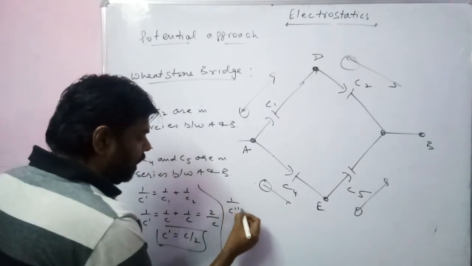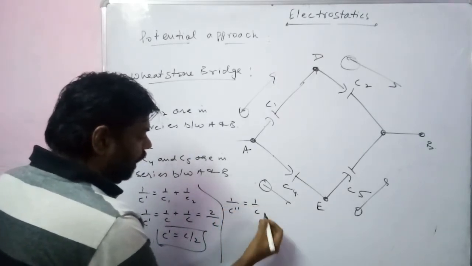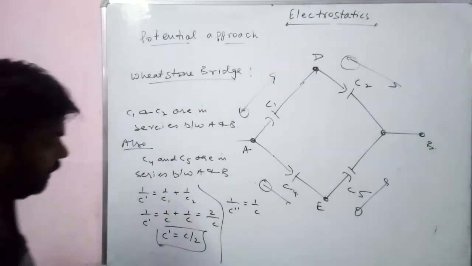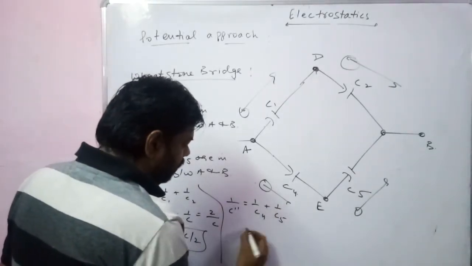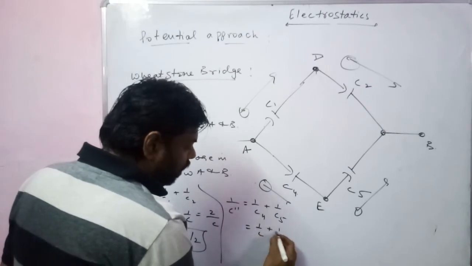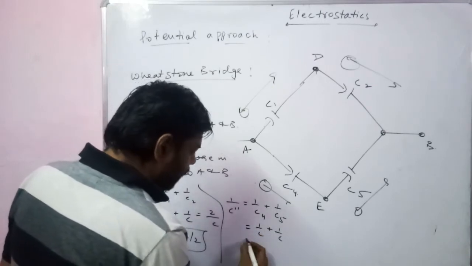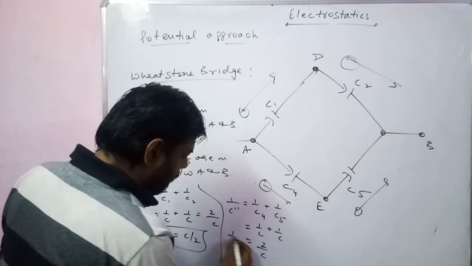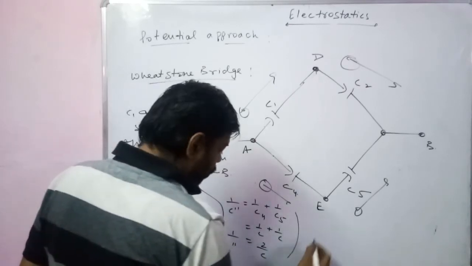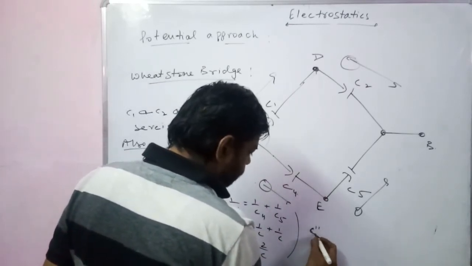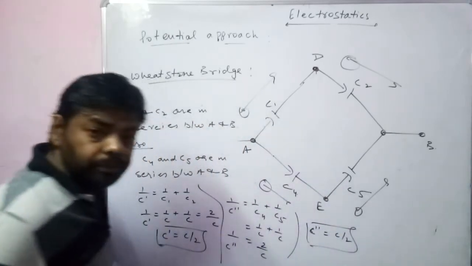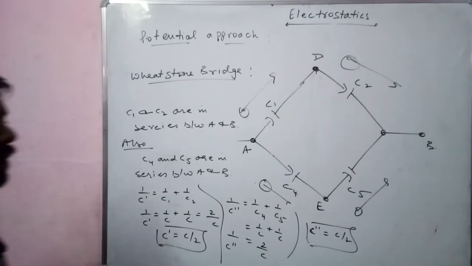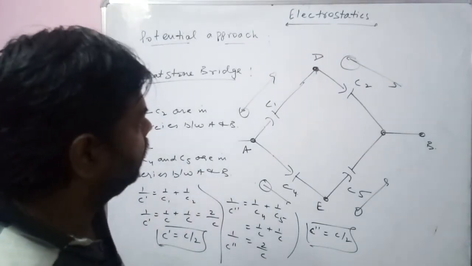Now let us again do the calculation for C4 and C5. 1 upon C double dash is the equivalent of C4 and C5. It is 1 upon C plus 1 upon C. So it is 2 divided by C. So C double dash is equal to again C by 2. Got it? Clear?